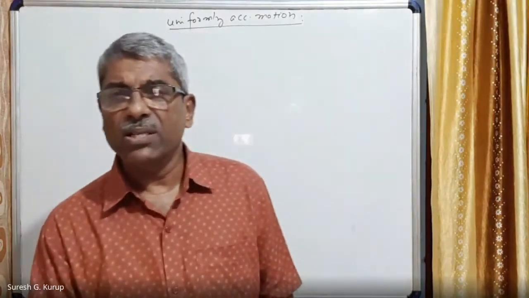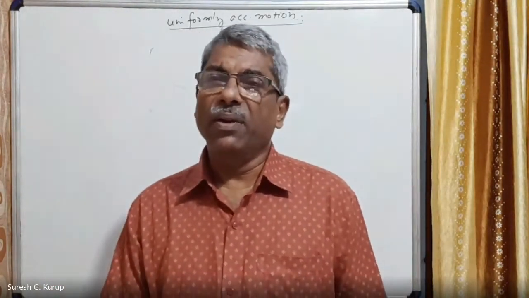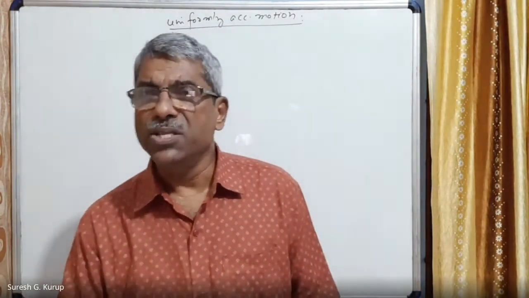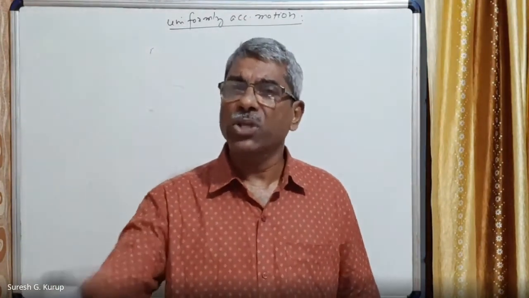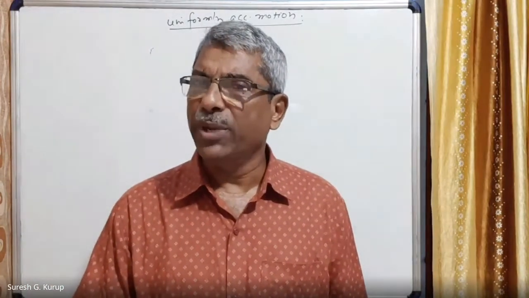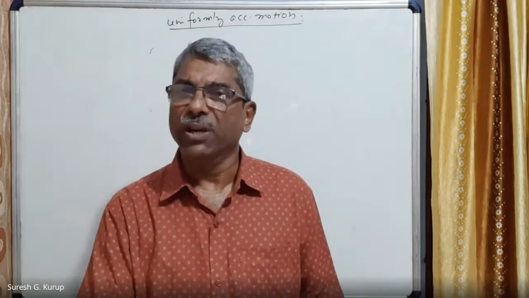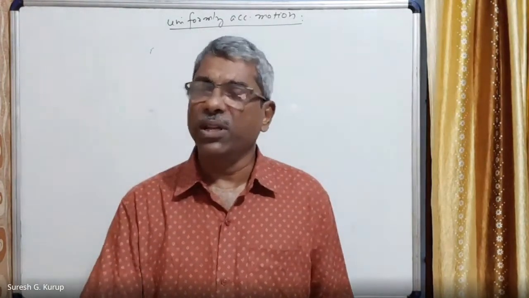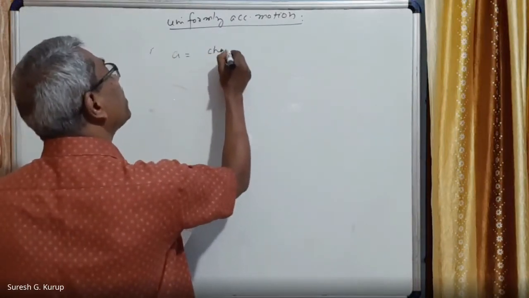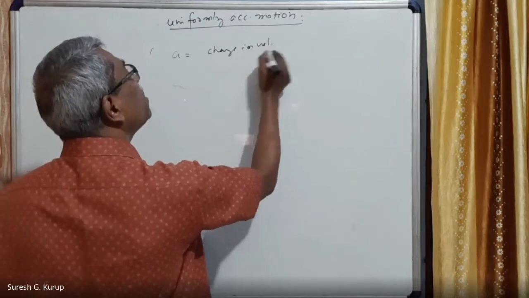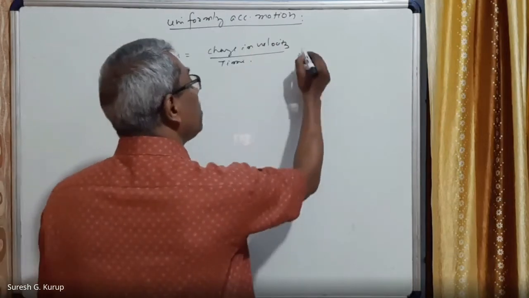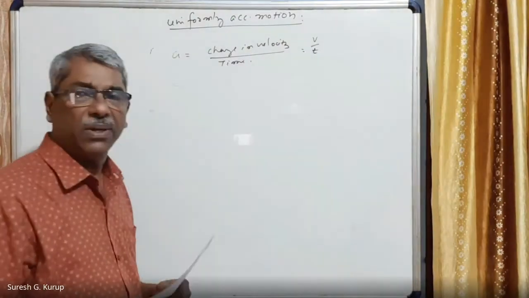Acceleration is defined as the change in velocity by time. When a body moves in a straight line and its velocity is going on changing, increasing or decreasing, the change in velocity by time is called acceleration. If it is positive, it is increasing, it is acceleration. If it is decreasing, it is called retardation. Sometimes it is also called deceleration, right? So acceleration is denoted by the letter A. So acceleration A is equal to what? Change in velocity divided by time. So simply we can write it as V by T.